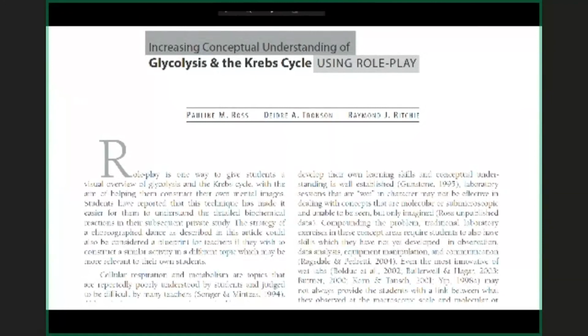So it was a really good model to kind of allow students to visually see where all of this is happening inside a cell, so that they could recall that a little better, and then also understand how the molecule is changing over time.